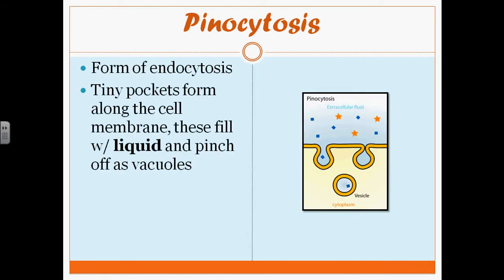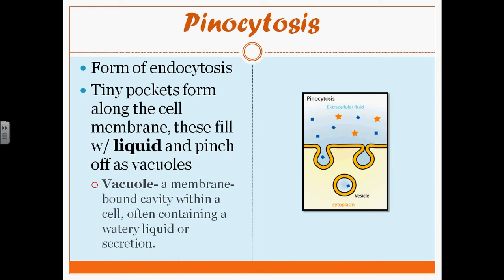Pinocytosis is basically when tiny pockets form along the cell membrane and they fill with liquid. Pino, as I said, refers to liquid, and so the vacuole actually holds liquid substances. And just so you have a correct definition of a vacuole, I'd like you to write down: it's a membrane-bound cavity within a cell, and it often contains a watery liquid or secretion, as we learned in cell organelles, maintaining or holding waste or nutrients for later use.